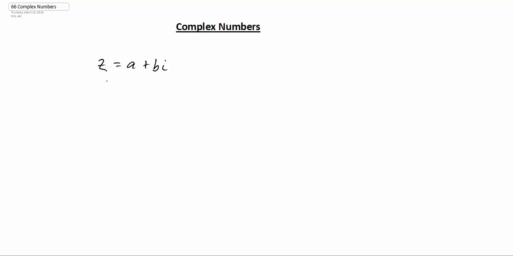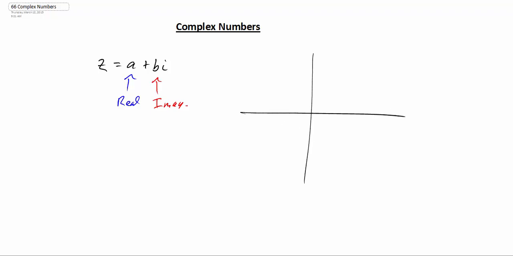And we're going to designate this as z, representing our complex number, where a is representing the real part and b is going to represent the imaginary part. And if we look at this on the complex plane, then the x-axis is really our real part and the y-axis becomes the imaginary part.